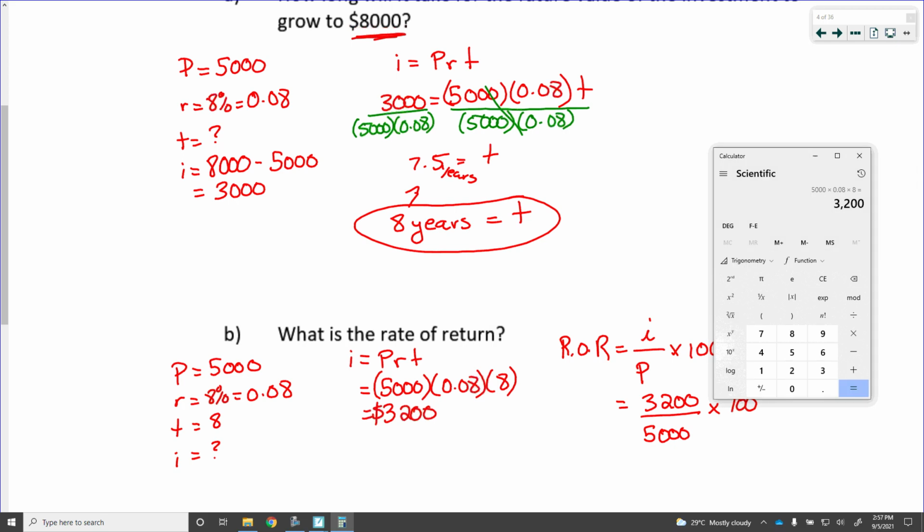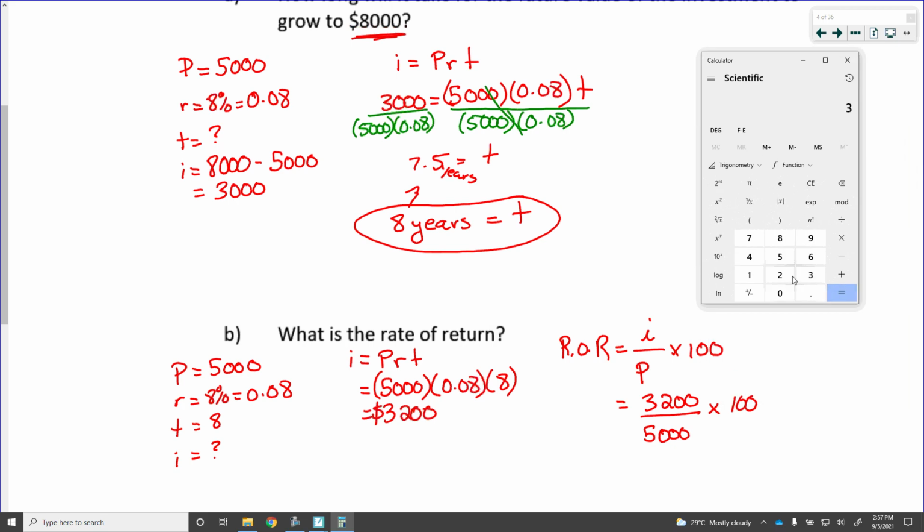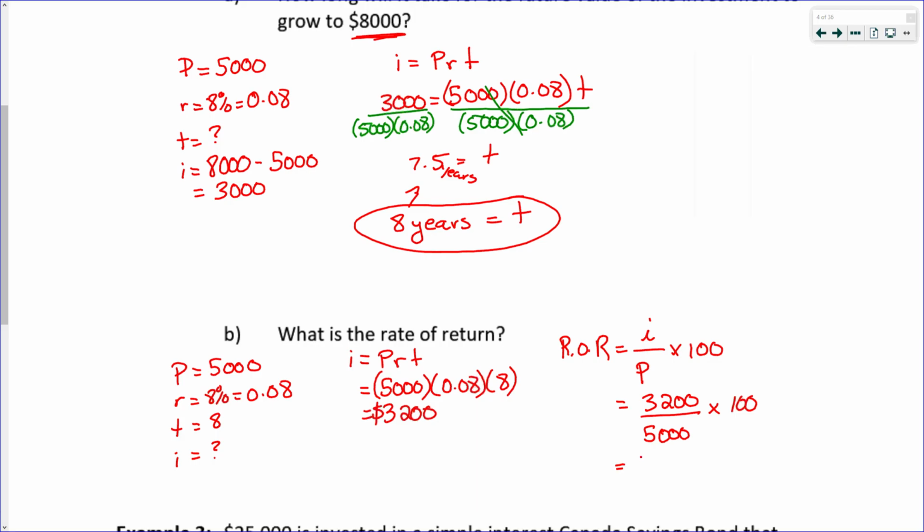So pull up my calculator again. I'll move it so you can see it. So we're doing 3,200 divided by 5,000 times 100. So my rate of return is 64%. So basically, I've earned an extra 64% compared to what I started with.